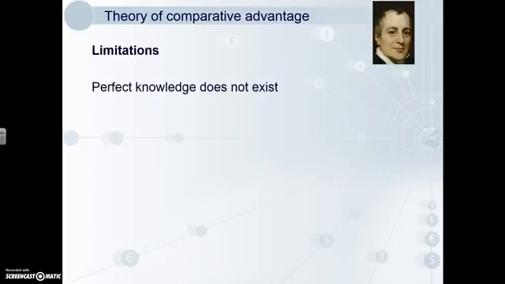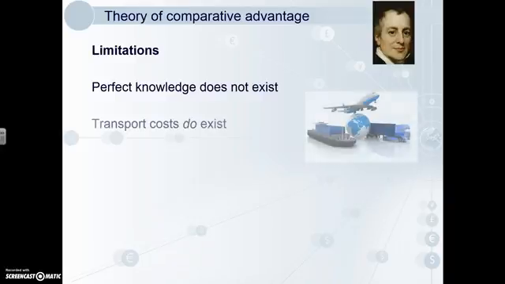Firstly, perfect knowledge is assumed. Both producers and consumers are aware of where the least expensive goods can be purchased. Countries know when they should produce certain goods and when they should trade for them. This is a big assumption and so limits the real-life usefulness of the theory. You might have noticed that transport costs were ignored in our earlier analysis. It can be expensive to ship bottles of wine around the world. These costs diminish the benefits of specialisation.